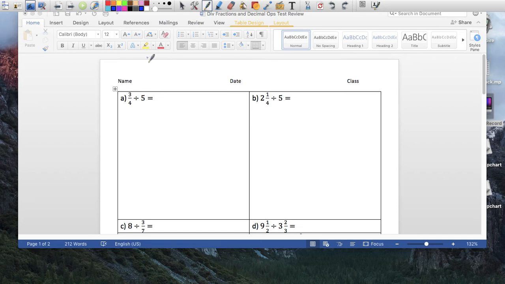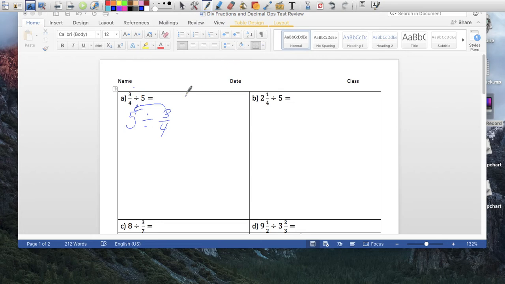Anyways, 3/4 divided by 5. Besides knowing how to do this, make sure you know how to interpret the question so you can set it up properly. For example, you have 3/4 of something and you want to divide it among 5 people. Or you have 5 whole chocolate bars or pizzas, and you want to cut them into 3/4 pieces, and how many 3/4 pieces can you make out of 5? So make sure you know how to interpret the questions and set them up properly.